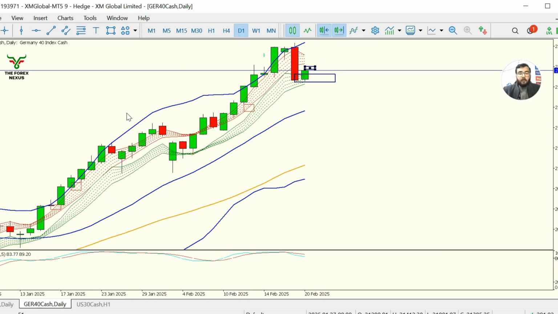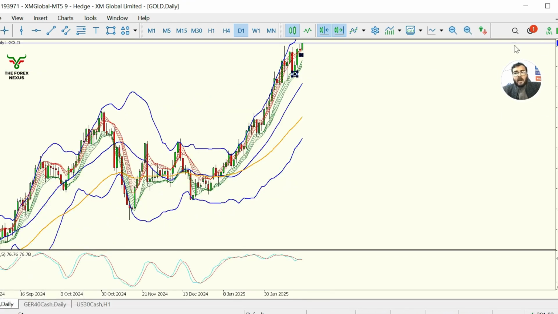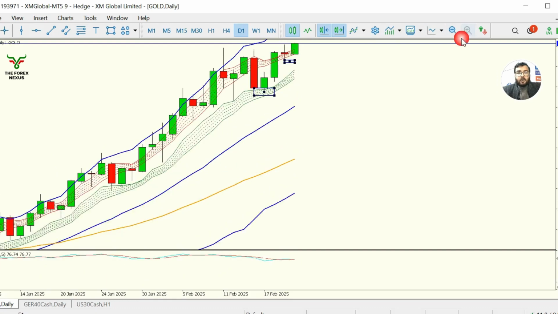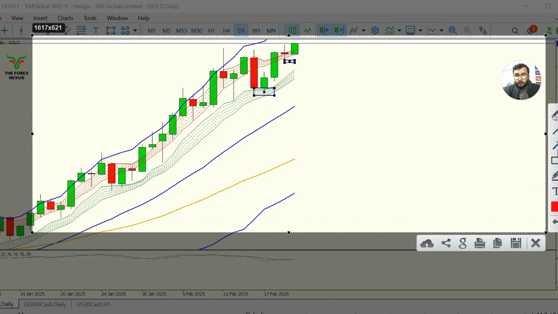So on German 40 we have a strong bullish trend that's confirmed, as well as on gold. Gold is making highs. See, it's a fresh zone. Now they don't know, because they don't have any left side data. Mostly traders always look to the left side of the chart, but here it's empty, so they don't have any resistance or supply zone here. The market is forming a fresh area.